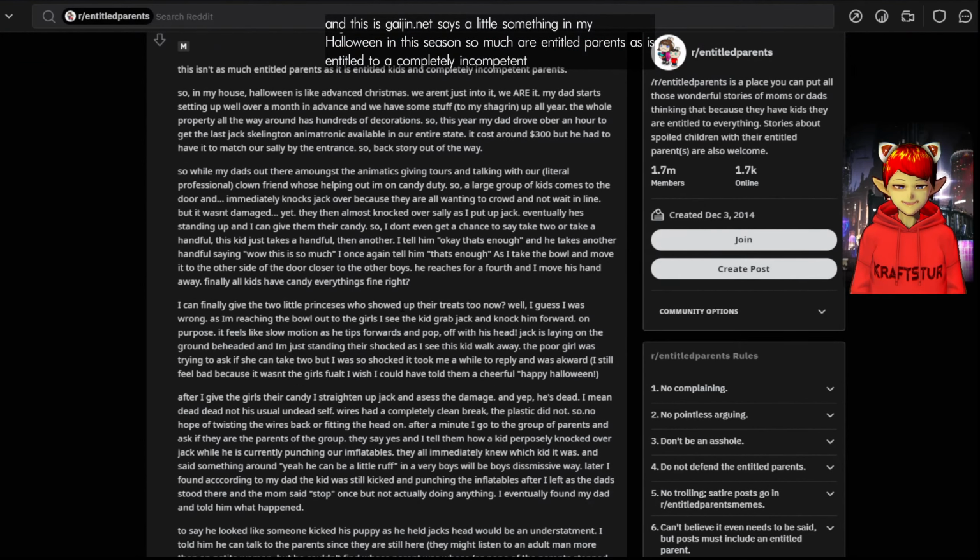So in my house, Halloween is like advanced Christmas. We're just into it. We are it. My dad starts setting up well over a month in advance, and we have some stuff, to my chagrin, up all year. The whole property all the way around has hundreds of decorations. So this year my dad drove over an hour to get the last Jack Skellington animatronic available in our entire state. It cost around $300, but he had to have it to match our Sally Bad's entrance.